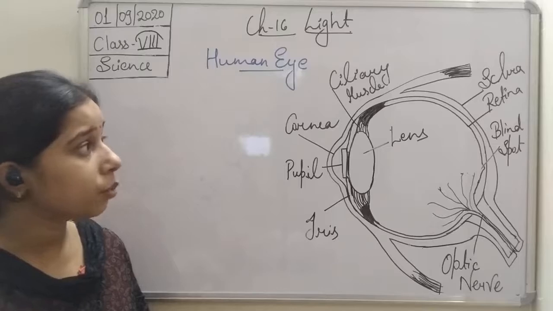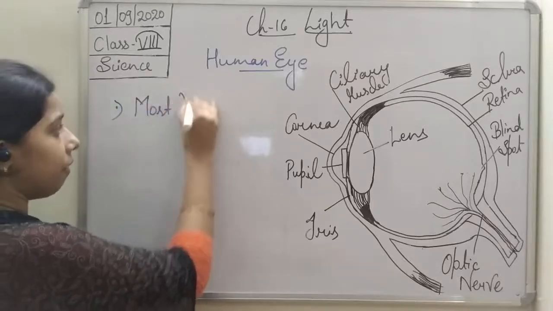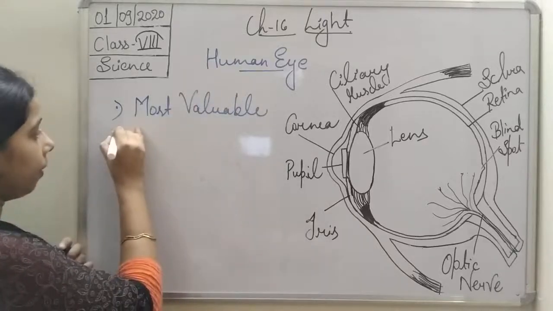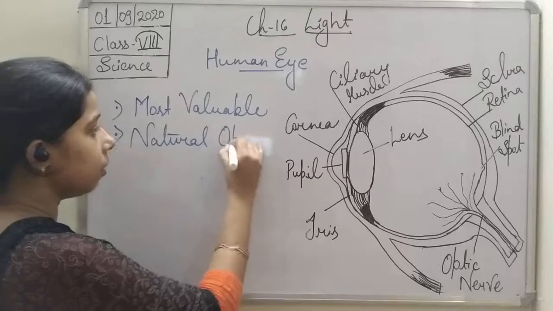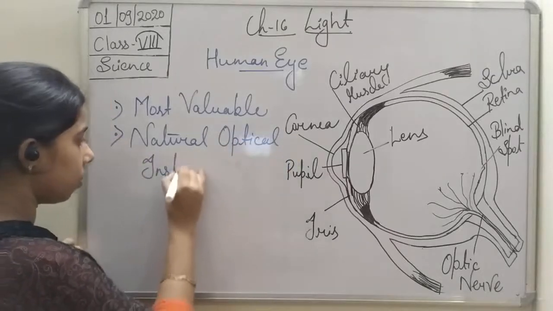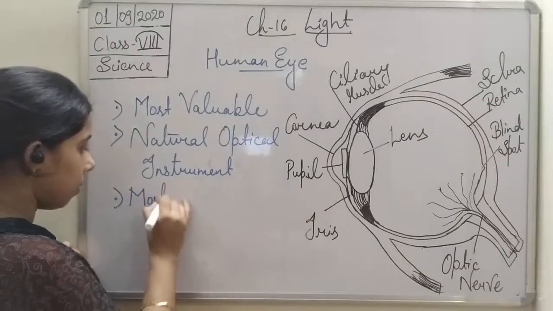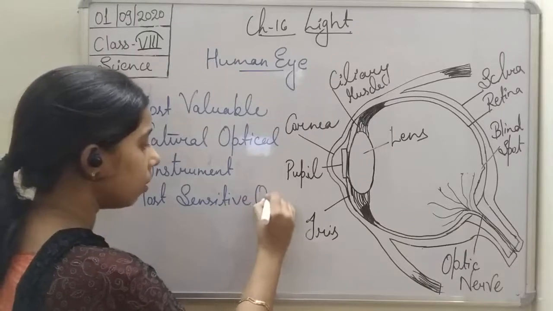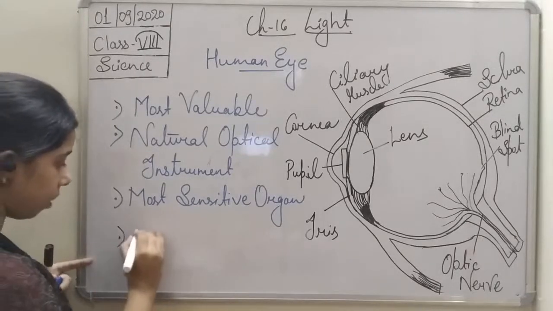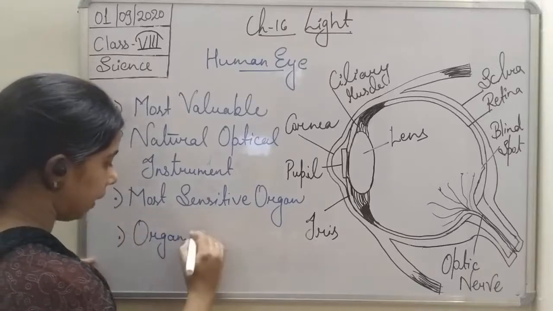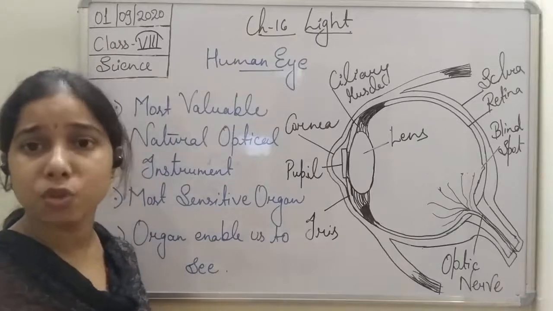After that, we will come to the various parts. Let us write a few points about the human eye. Human eye is the most valuable natural optical instrument, the most sensitive organ, and the organ which enables us to see.